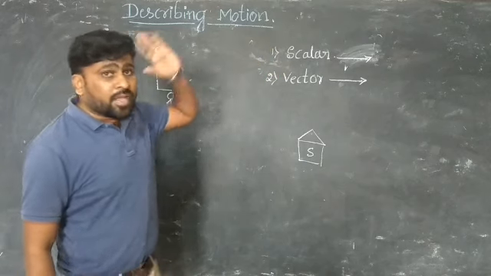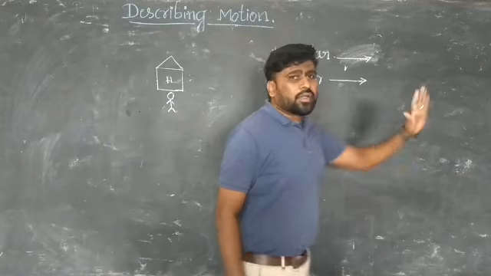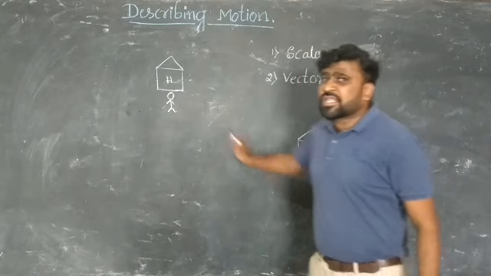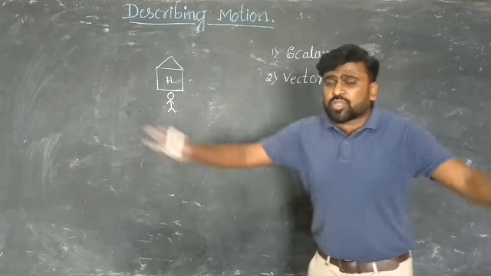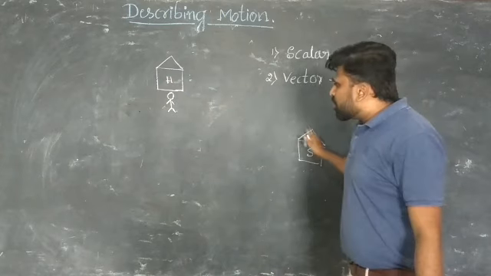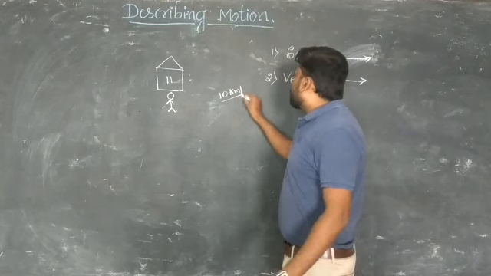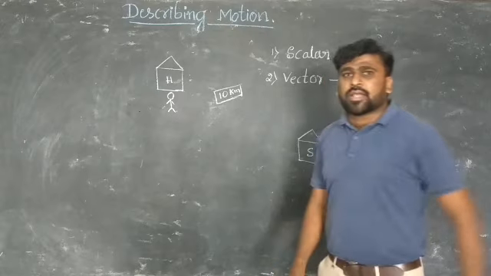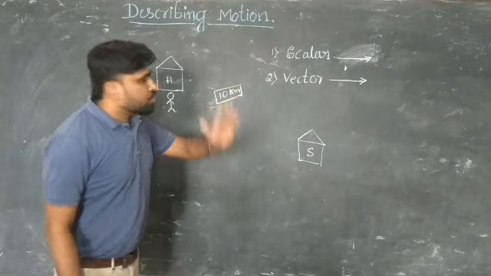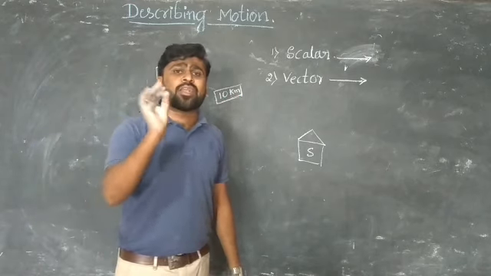First go through the scalar quantity. Now this is home, it is X, and this is school, taken as Y. The total distance between home and school, you take as 10 kilometer. The distance from home to school. Then what is scalar quantity and what is vector quantity?